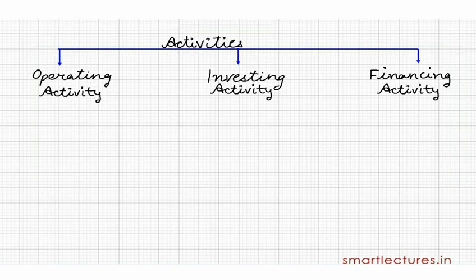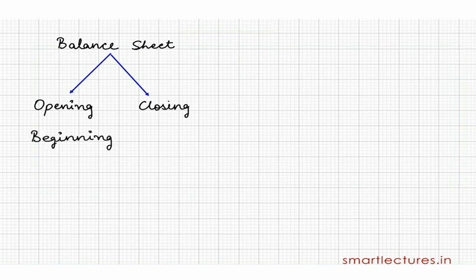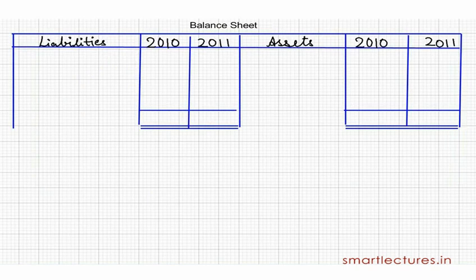Now, you have to solve the question when you are given two balance sheets, the opening balance sheet and the closing balance sheet, or you can say the balance sheet in the beginning and the balance sheet at the end, and you are asked to prepare a cash flow statement on the basis of all this information. Suppose these are the two balance sheets, for 31st March 2010 and 31st March 2011. These are columnar balance sheets.